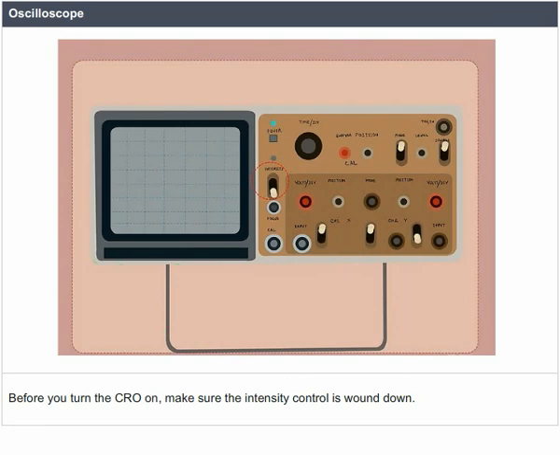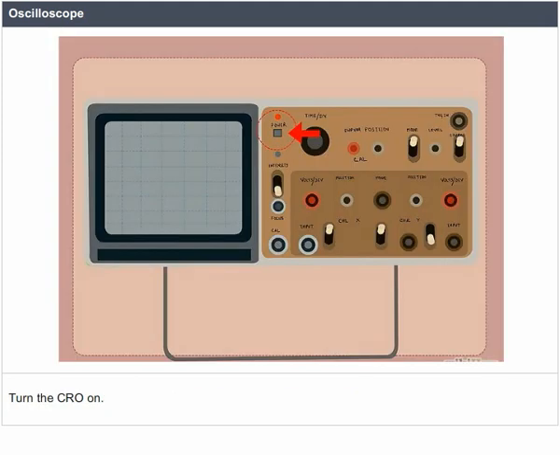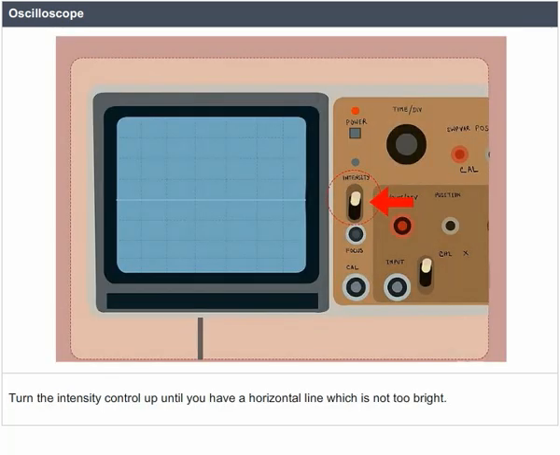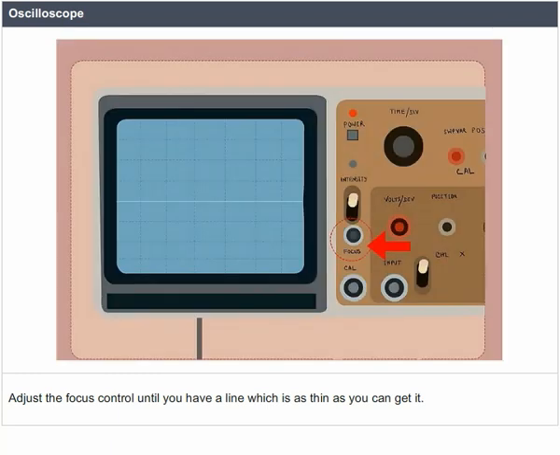Before you turn the CRO on, make sure the intensity control is wound down. Turn the CRO on. Wait for the tube to warm up and start operating. Turn the intensity control up until you have a horizontal line which is not too bright. Adjust the focus control until you have a line which is as thin as you can get it.